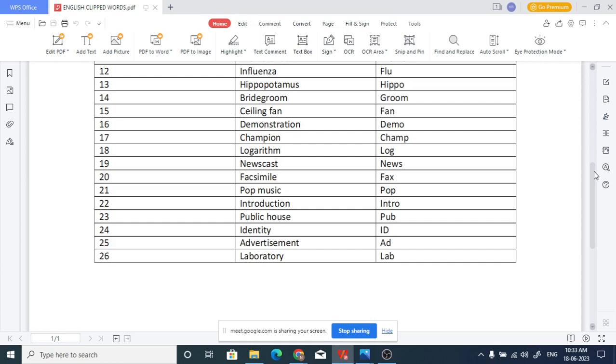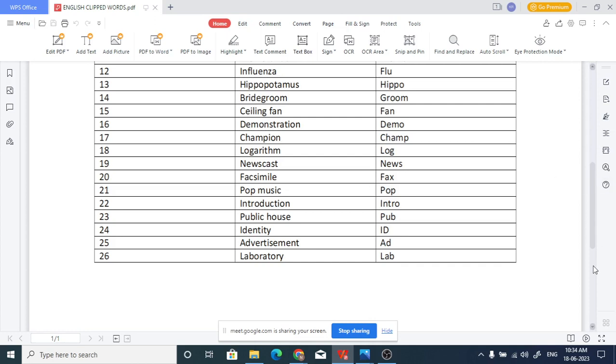Yes, sir. Some places they will include blood group also, because if something happens, any accident happens, immediately the blood loss will be there. If they can find from the ID card what blood group that boy or girl belongs to, then they can source that blood and give the blood to them. That was the idea. Advertisement, in short it is called ad. Laboratory, in short it is called lab.